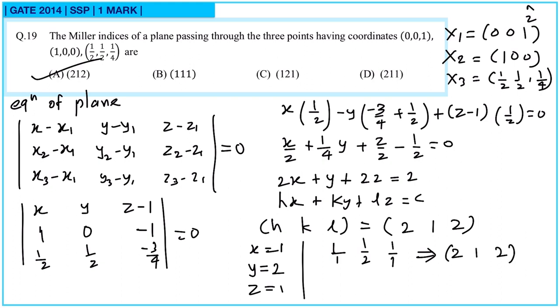So by both methods we will get 212, but the answer to this question in the answer key was given as option C, but I am getting 212.